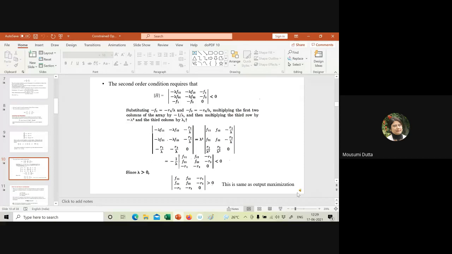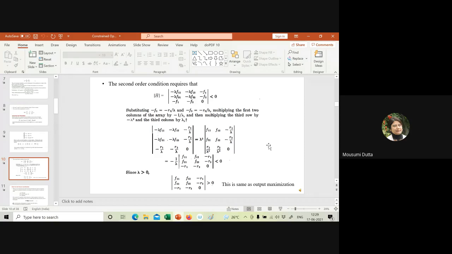Now this is the same as the output maximization. Actually, what I can do is start with the second order condition, and then we can show an equivalence between the cost minimization and output maximization problem.